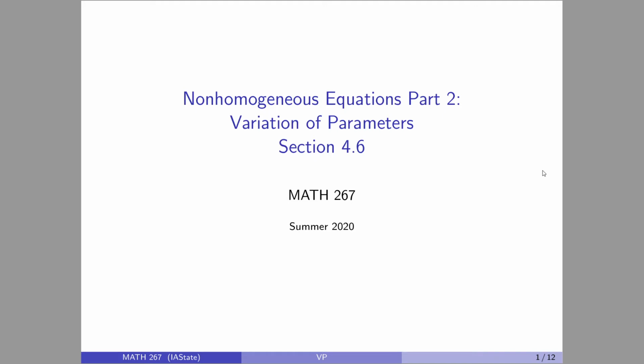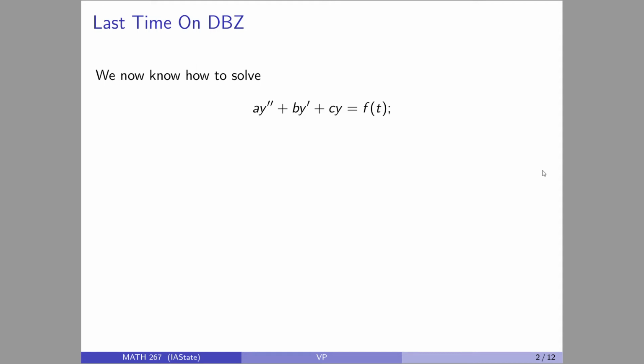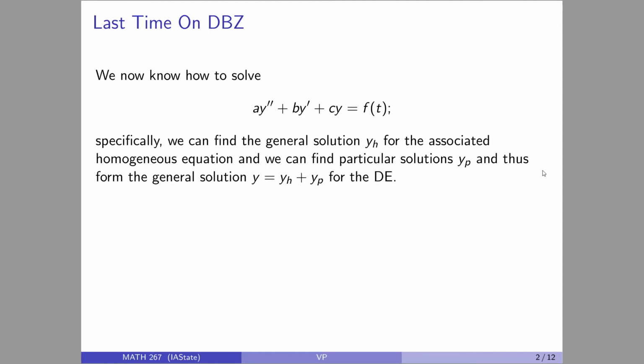So we're going to continue talking about how to solve non-homogeneous equations. We know how to solve second order linear constant coefficient differential equations. Specifically, find the general solution y sub h for the associated homogeneous version of the equation, so replace the f of t with a 0. Get the auxiliary equation, find the roots, plug it in, walk away. And we can find particular solutions now by making a pretty reasonable guess for what it should look like based on what f of t is, the method of undetermined coefficients, and there you go.